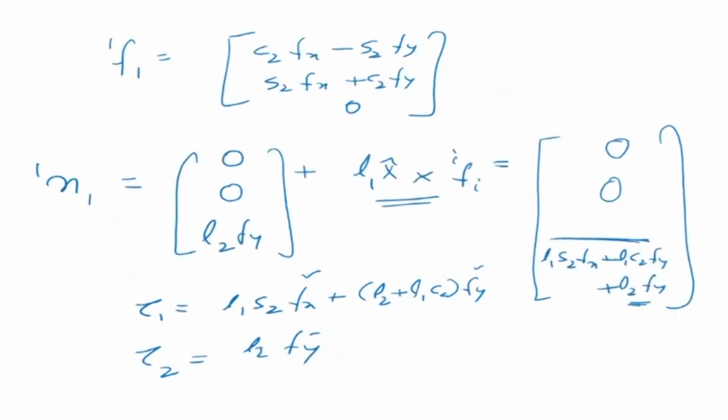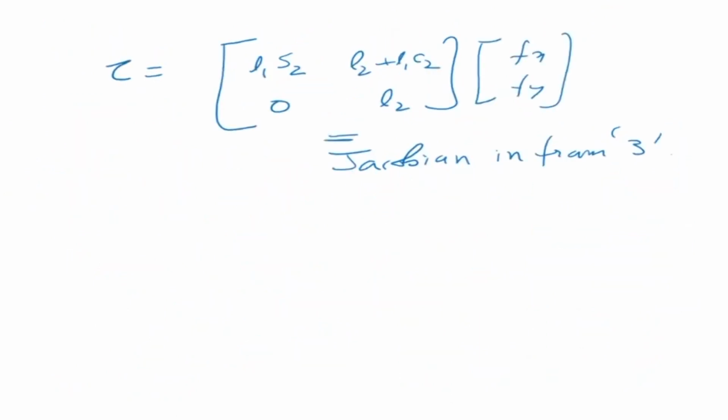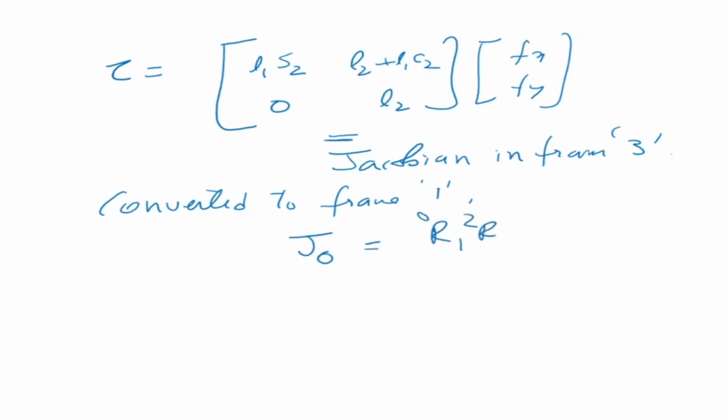So I need to convert it into frame 0. How would you do that? By multiplying with their rotation matrices. So by using the rotation matrices, you can convert the Jacobian in frame 3 to frame 0, the 0 reference frame. Then you'll find both the Jacobians are the same. So the J3 in the 0 frame is equal to the rotation matrix 0 to 1, 1 to 2, and 2 to 3 into the Jacobian in frame 3.